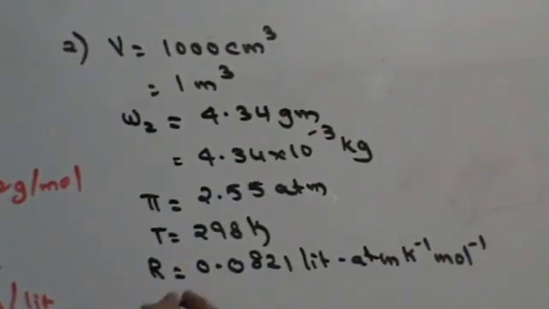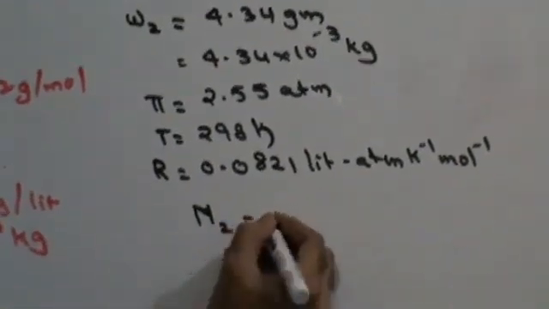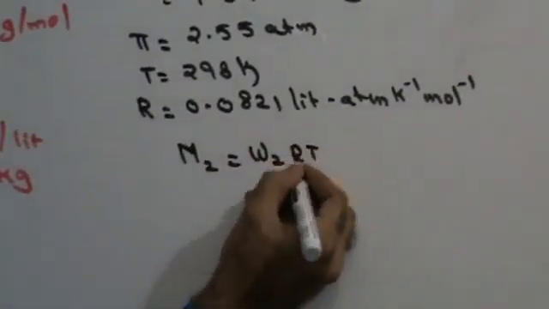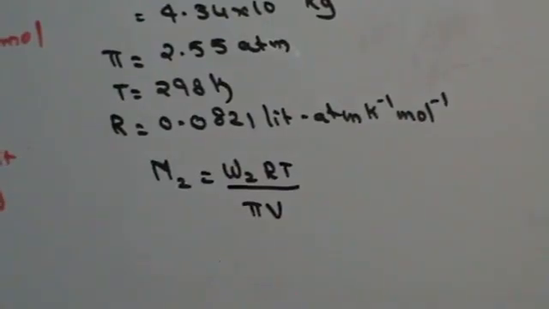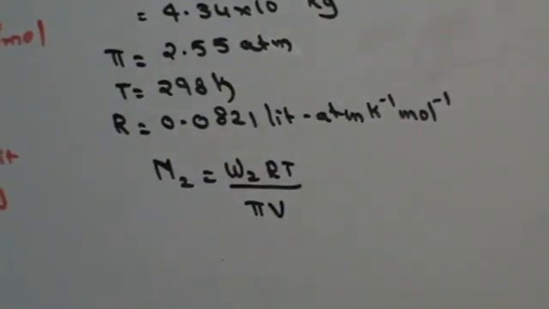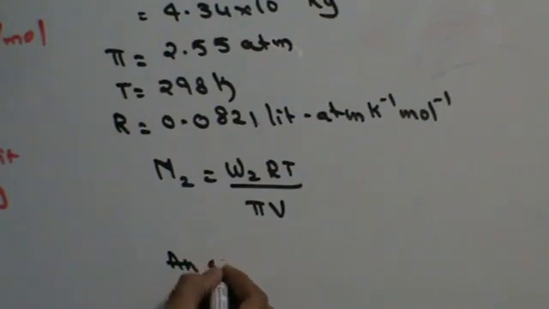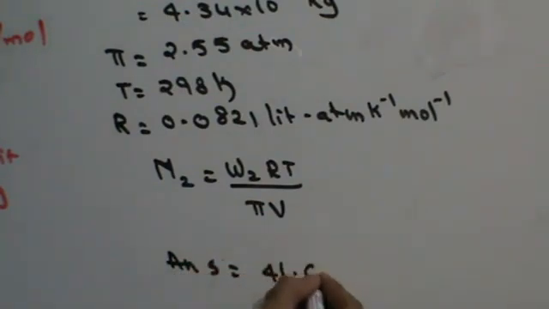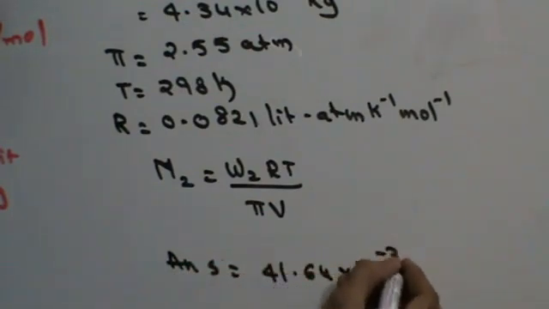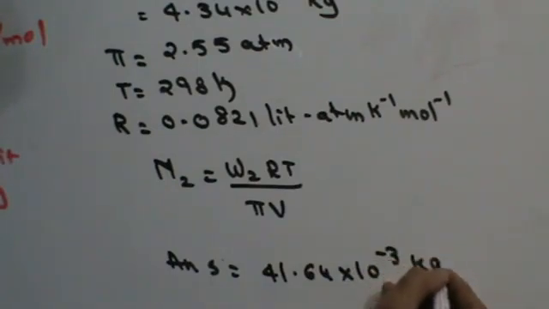Again, straight multiplication, one formula only you have. M2 is W2RT upon pi V. Everything is given to you. You should be able to get the answer for this. The answer for this should be 41.64 into 10 raised to minus 3 kgs per mole. Next, take on next one please.